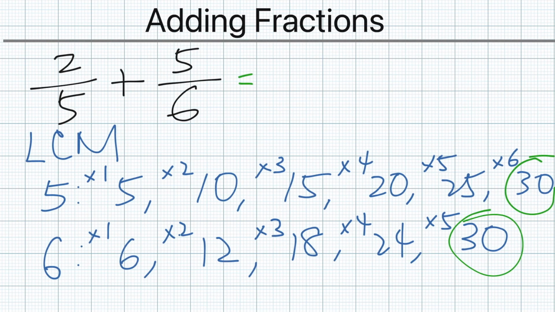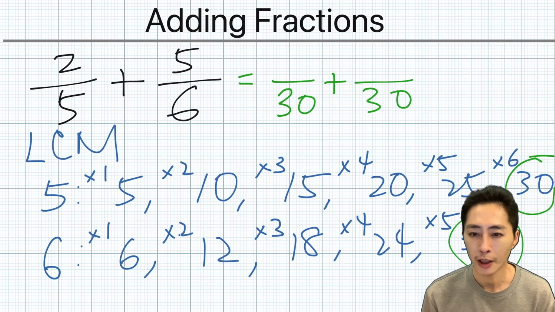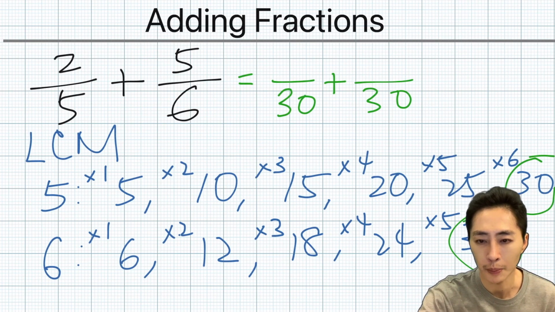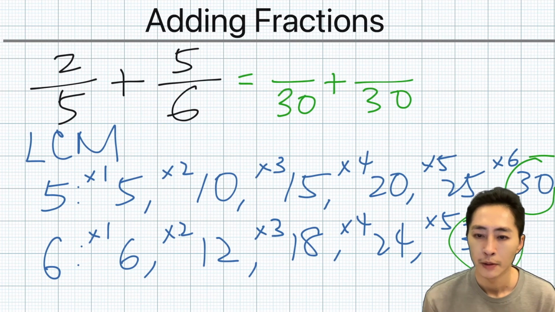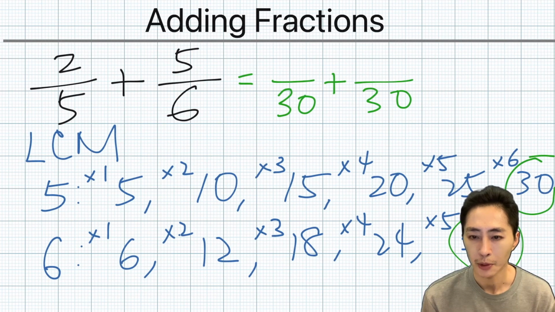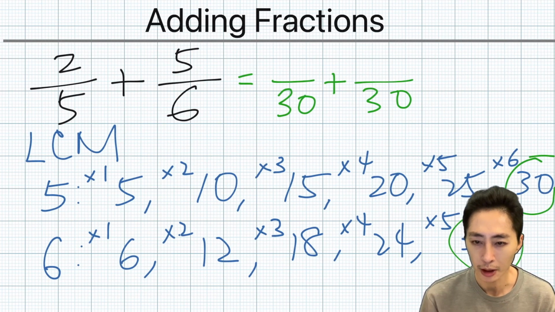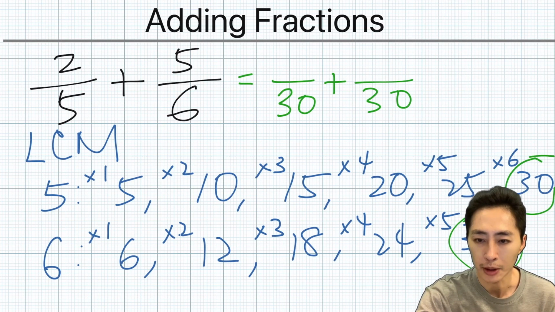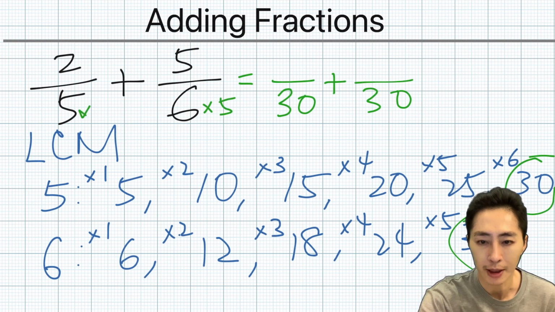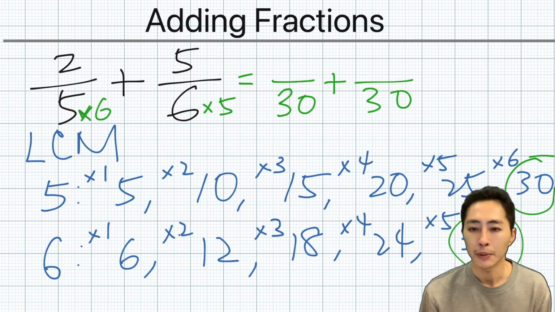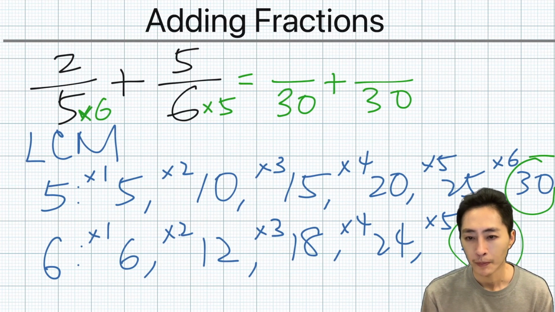The 30 would be the least common multiple, which is also the common denominator for both fractions. And if you look at the fraction, the denominator usually can multiply by the other denominator to get the common denominator. So 6 will be able to times by 5, and 5 will be able to times by 6. That will happen in all the fractions.